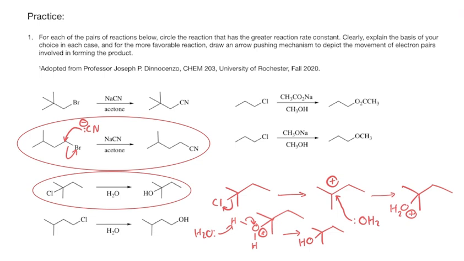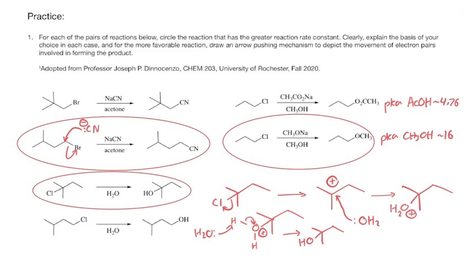For first row elements, nucleophilicity roughly parallels the proton affinity of their conjugate acids. The pKa of the conjugate acid of methoxide, methanol, is approximately 16, which is much higher than the pKa of the conjugate acid of acetate, acetic acid, around 4.76. This makes methoxide a much better nucleophile than acetate, resulting in the bottom reaction having the greater rate constant.